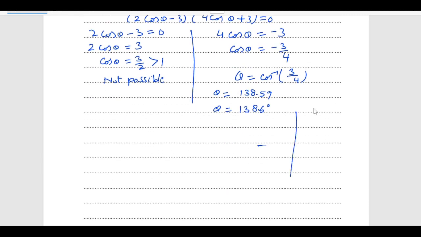Cos theta is negative, and we have this in the second quadrant, right. So this is 138.6. So this is the only value that we are getting in this 0 to 180 region. So the only value of theta is 138.6. There is no need to calculate the other ones, right.